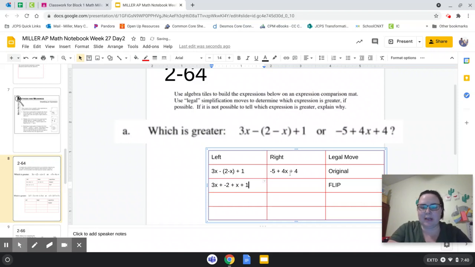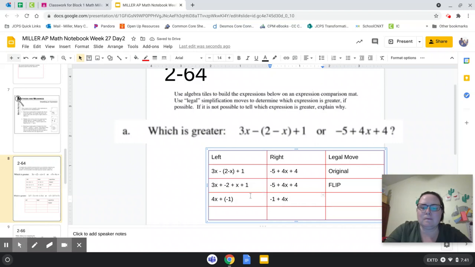I didn't have to do any distribution over on the right, so I'm just going to bring it down so that it's still balanced. So I have negative 5 plus 4x plus 4. Okay, then I see over on the right side I have some zero pairs, and then also on the left side I have some zero pairs, and I'm going to combine those. So I have 4x minus 1, or plus a negative 1 if you'd rather. And then on the right side I have negative 5 plus 4, which is negative 1, plus 4x.